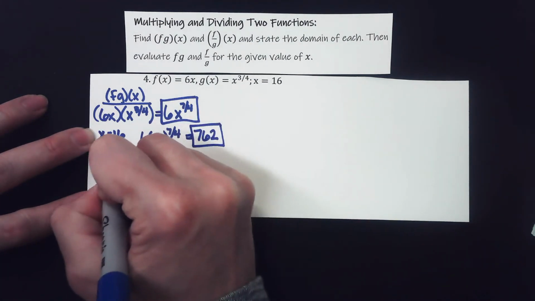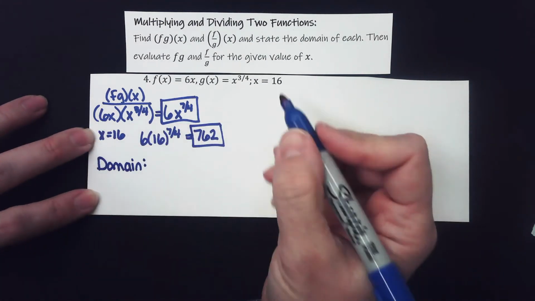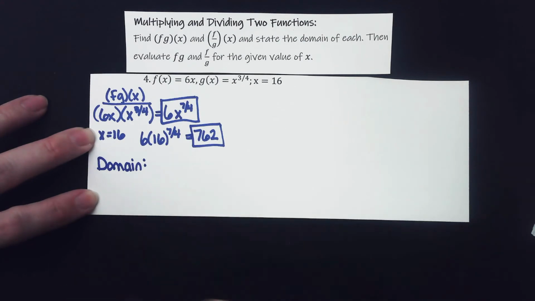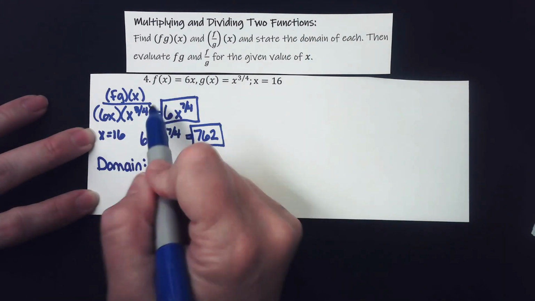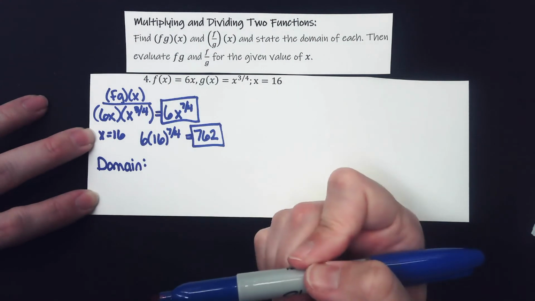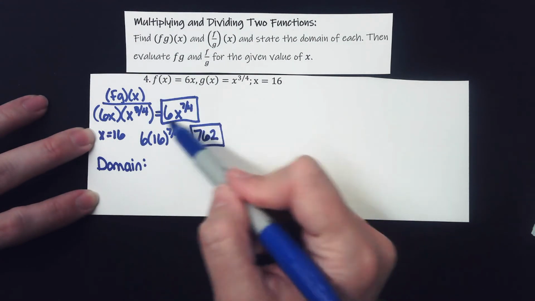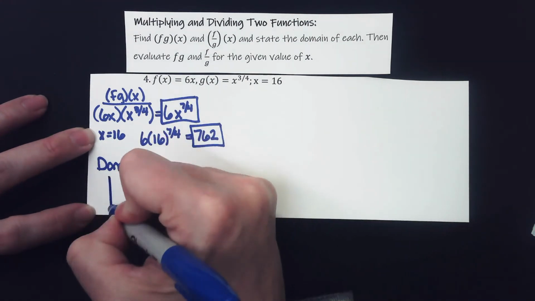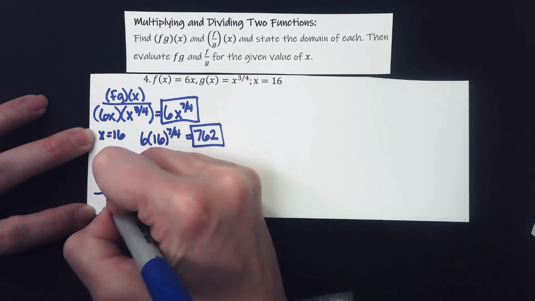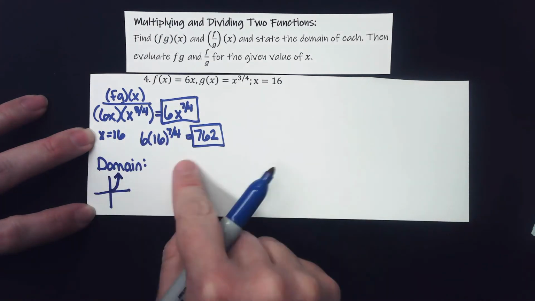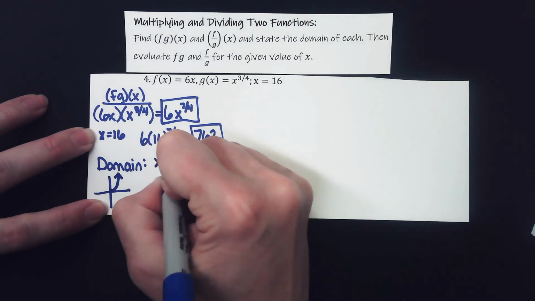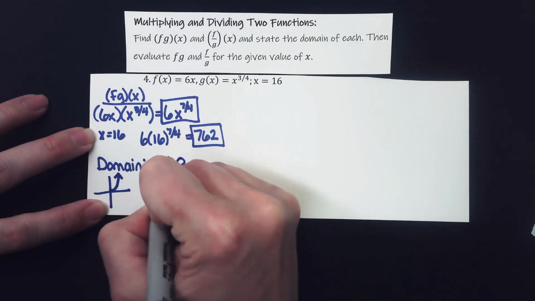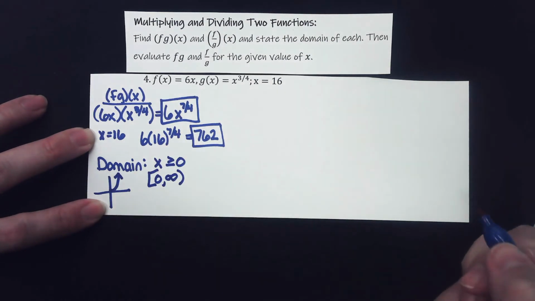Now for the domain, I need to see what it looks like, so I'm going to graph it, because we haven't studied this parent function. So graph it on your calculator, and it should look like this. So it's going to the right forever after it hits 0. So our domain is x is greater than or equal to 0, or 0 to infinity.